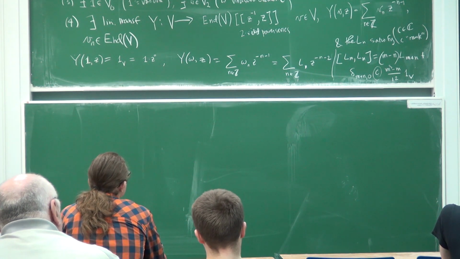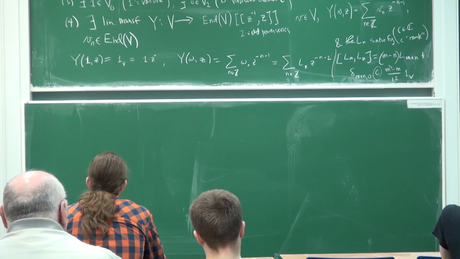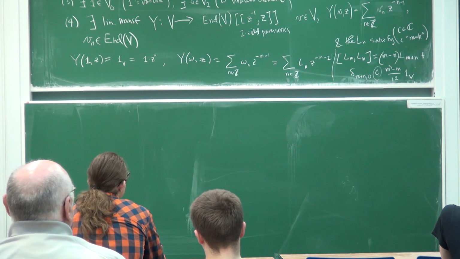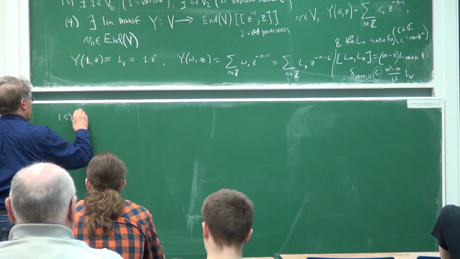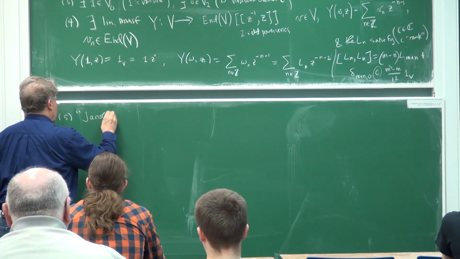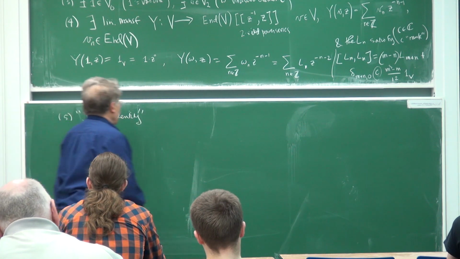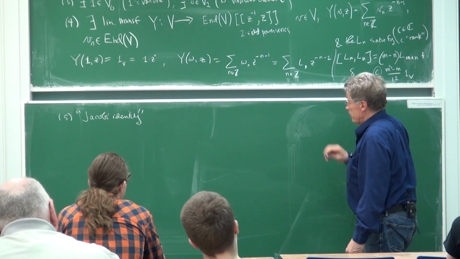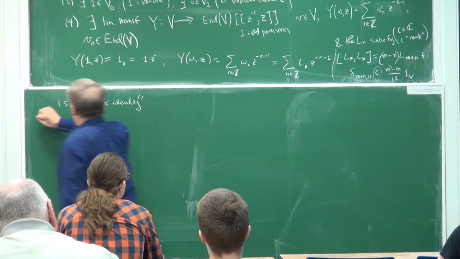Okay, now what else do I want? And there's something that's kind of like a Jacobi identity, but there are singularities and all kinds of formal things that have to be very carefully stated. But I think I can stop right around there.